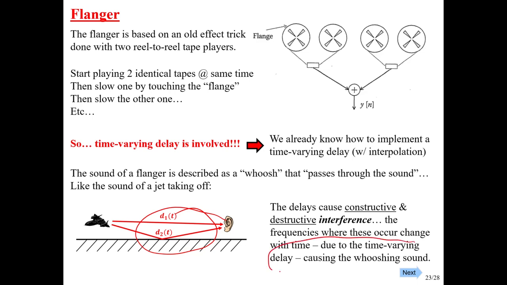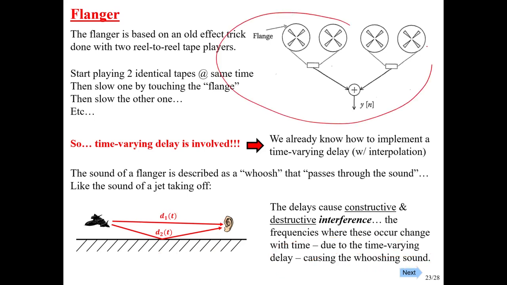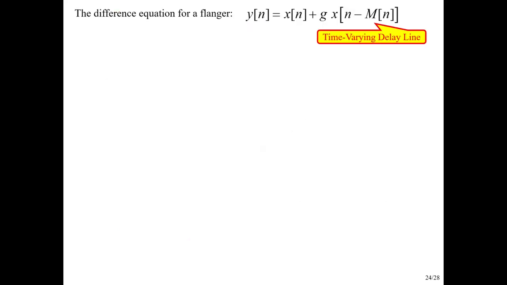So the time-varying delay causes frequency-shifting destructive and constructive interference positions on the frequency axis. And that creates a whooshing sound. And that is the characteristic sound of a flanger. So like I said at the beginning of this note set, take a listen to the intro to the 1970s song by the band Heart, the song is called Barracuda. The intro to that is classic flanger.